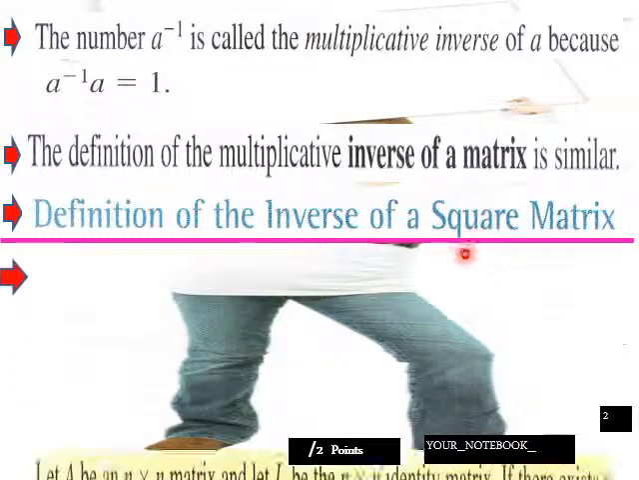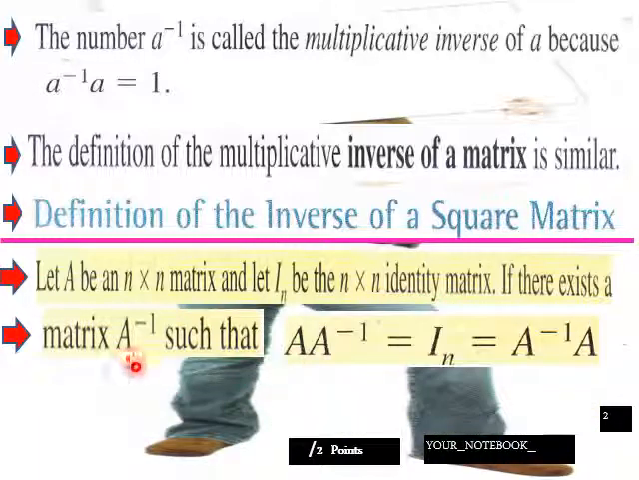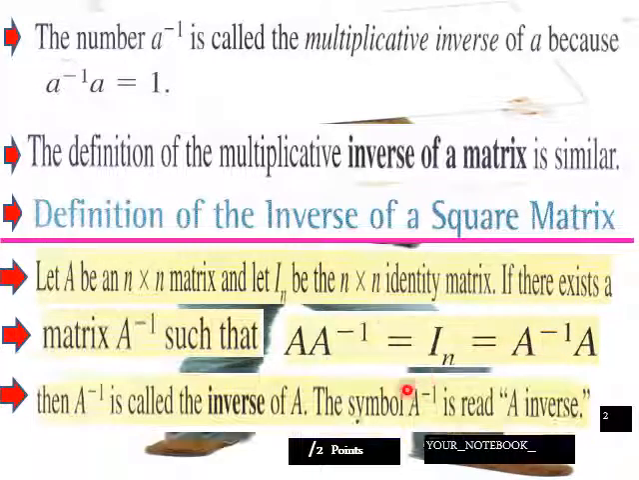Definition of the inverse of a square matrix: let A be an n times n matrix, and let I_n be the n times n identity matrix. If there exists a matrix A^-1 such that A times A^-1 equals I_n equals A^-1 times A, then A^-1 is called the inverse of A. The symbol A^-1 is read "A inverse."